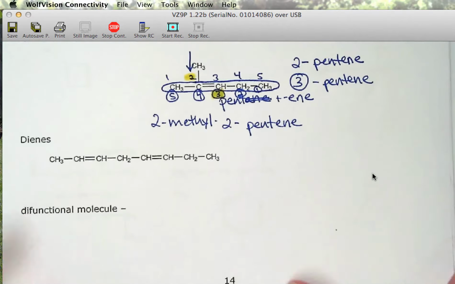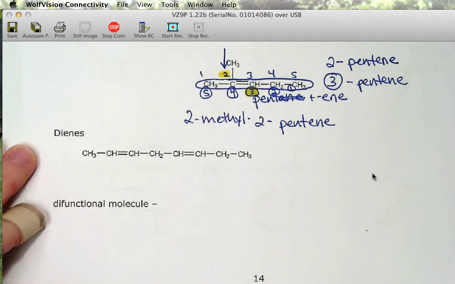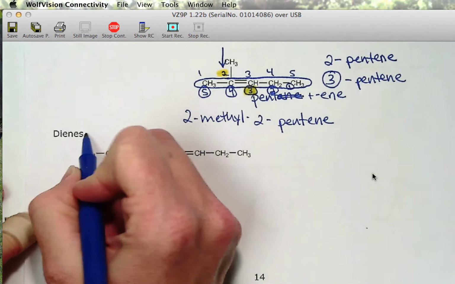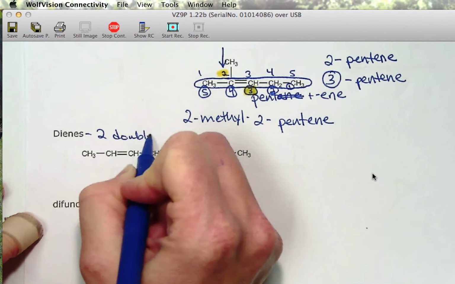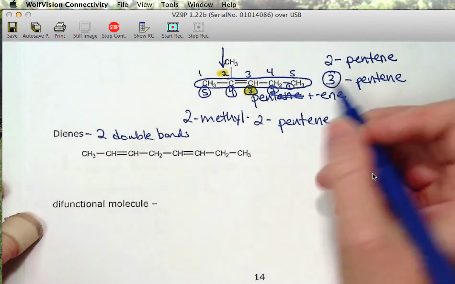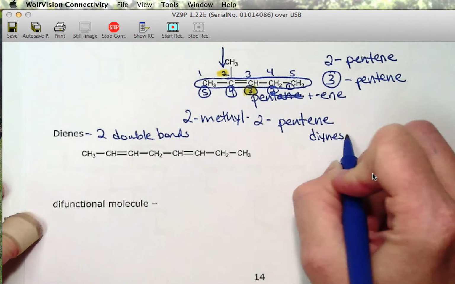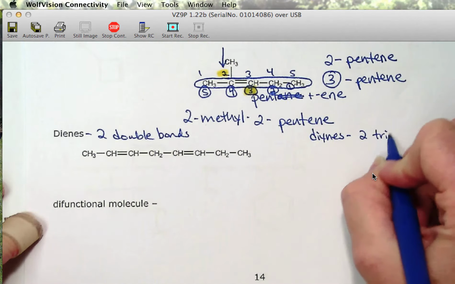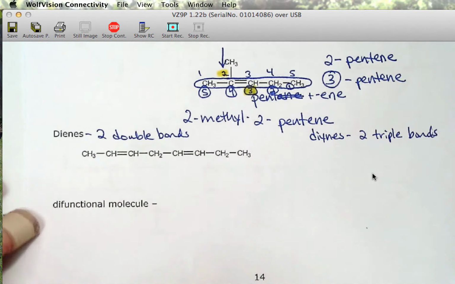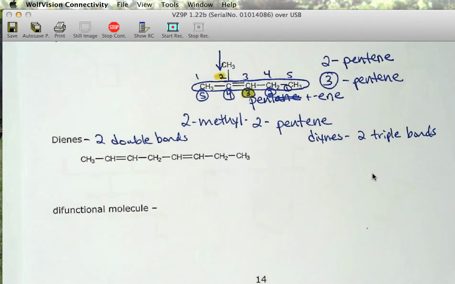Now there's such a thing as dienes, where you have 2 double bonds. Diynes exist as well, where you have 2 triple bonds. And for this course, we simplify our organic molecules. There are a lot of molecules out there that exist that have a double bond, a triple bond, a nitro, an SH, all these different functional groups. But in order for you to name them easily, we try to keep them as simple as possible.